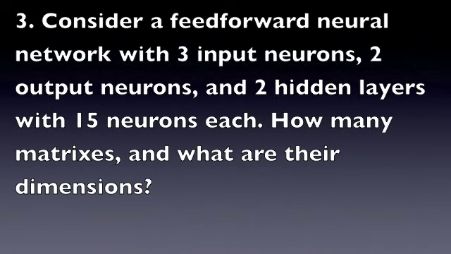Question three deals with the structure of a certain feed-forward neural network type. This feed-forward neural network has an input layer, an output layer, and two hidden layers. The input to the first hidden layer would be a 3x15 matrix. The hidden layer 1 to hidden layer 2 would be a 16x15 matrix. And the second hidden layer to the output would be a 16x2 matrix. This is taking into account both the thresholds that are embedded into the matrix and the actual weight matrix values themselves.